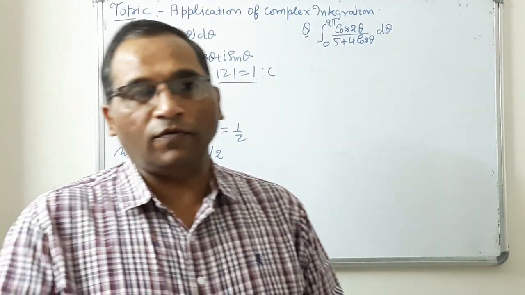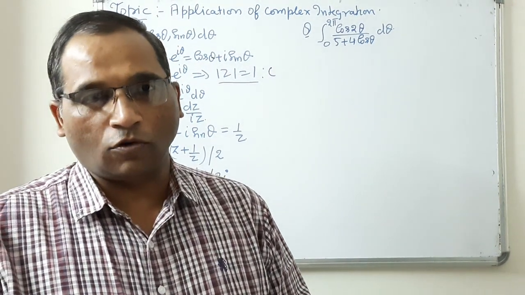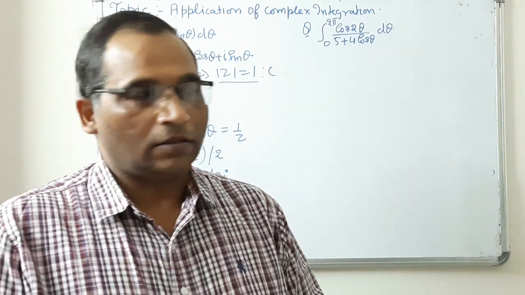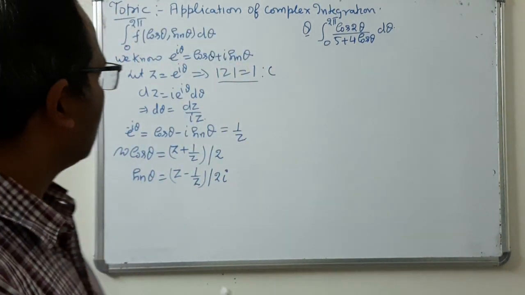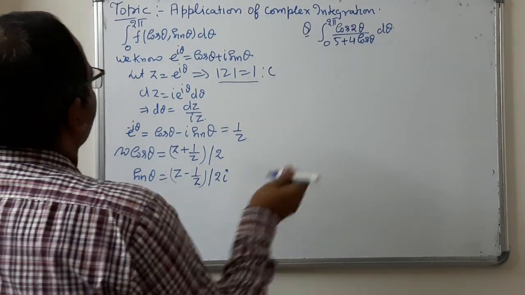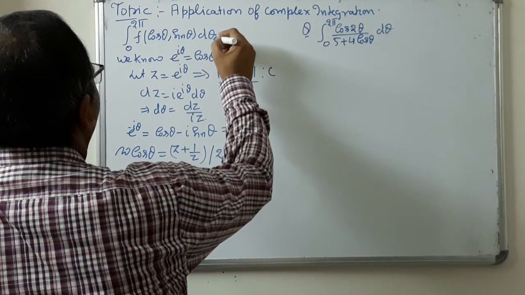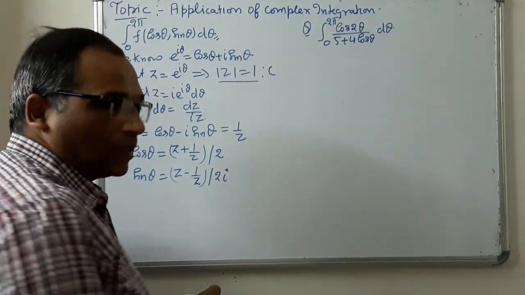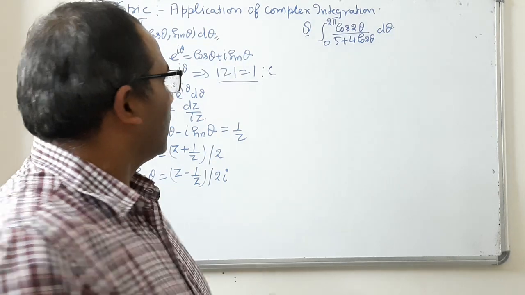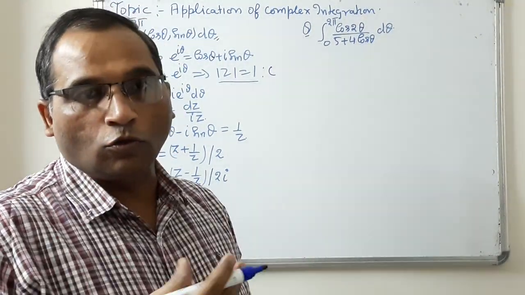Hello student, today we are going to discuss applications of complex integrations. First we take the integration from 0 to 2π of f of cos θ, sin θ dθ. That means if in the integrand cos θ and sin θ are there and the integration is from 0 to 2π.